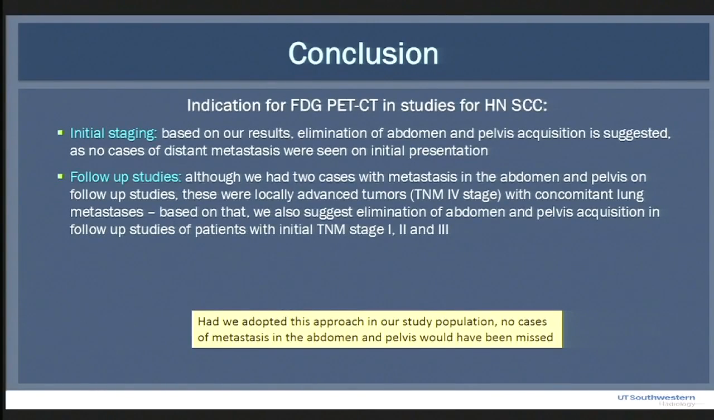So in conclusion, based on our results, we think we can eliminate the acquisition of the abdomen and pelvis from our PET-CT studies in patients at initial presentation of squamous cell carcinoma of the head and neck. And it could also be eliminated in the follow-up studies for patients that had an early stage tumor at initial presentation. Thank you.